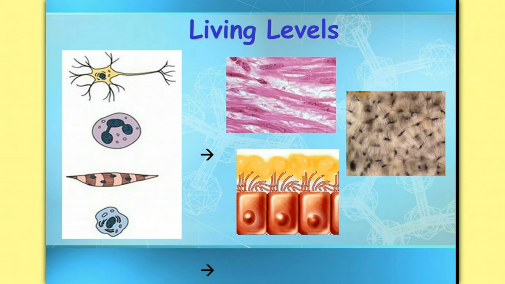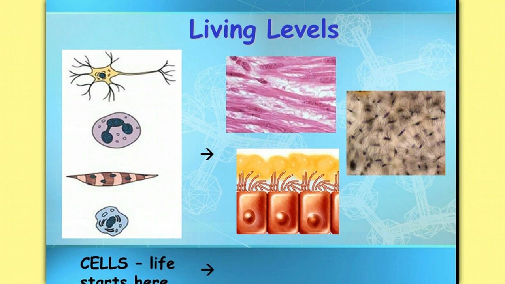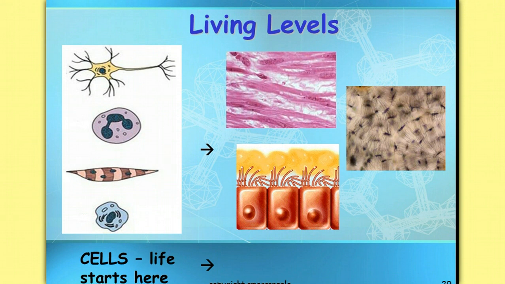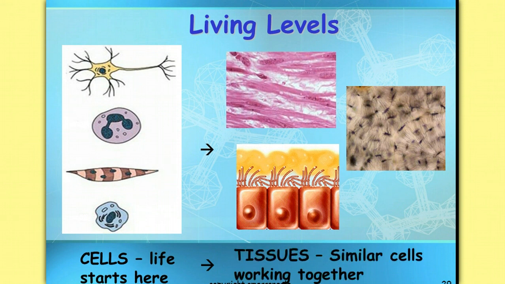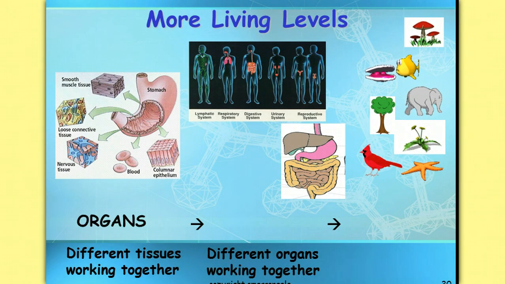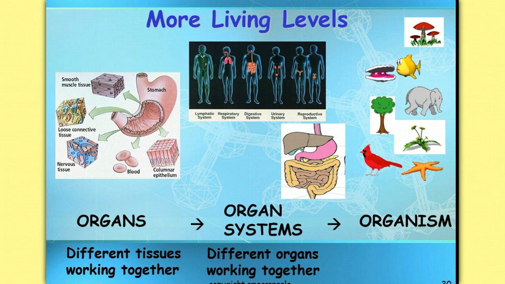So when we compare that to the living levels, if we use that same analogy, what is the basic unit? Well, cells. And so living things actually start here. This is the smallest unit, remember, that we can consider living. Then there are tissues, and those tissues are similar cells working together. And then we've got organs, and then we've got the organ systems, and then finally the organism. All right.